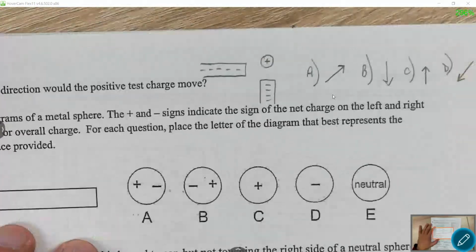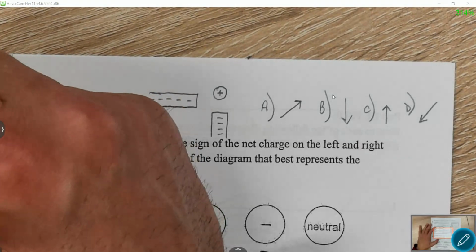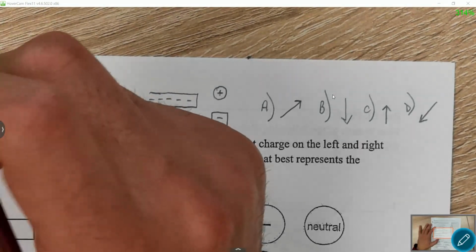So make sure you draw that in. All right, and then 19 would be D. That one, again, you will have on your test as well.